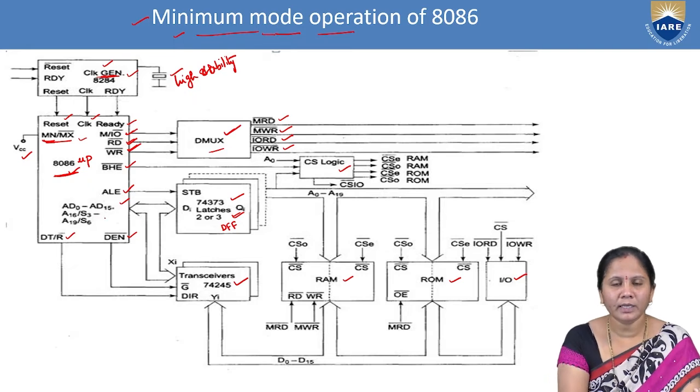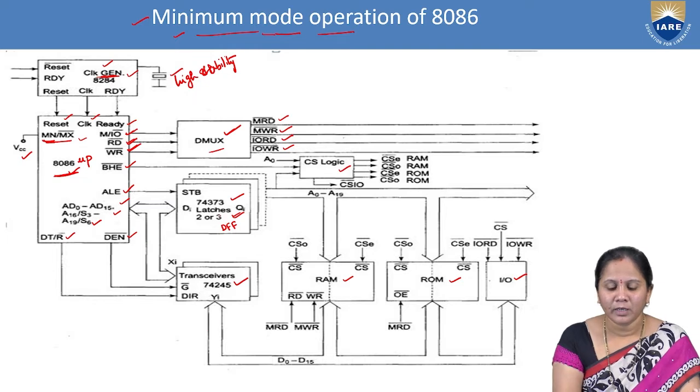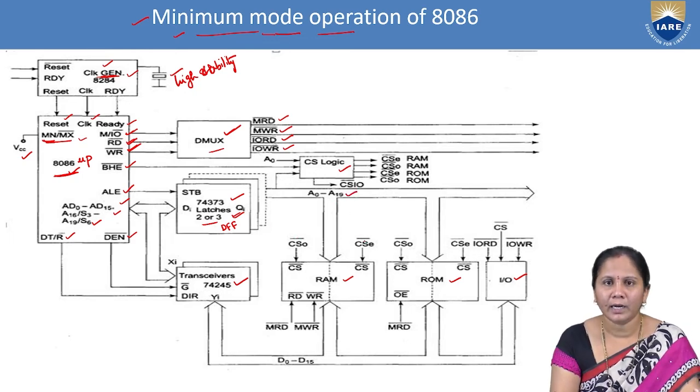In the 8086 microprocessor, we know that there are multiplexed address and data lines and also multiplexed address and status lines. If these latches are used, from these address-data multiplexed lines, the latches will separate the address only. That is why the output of the latches will be only address lines.